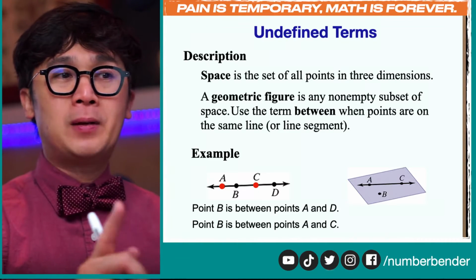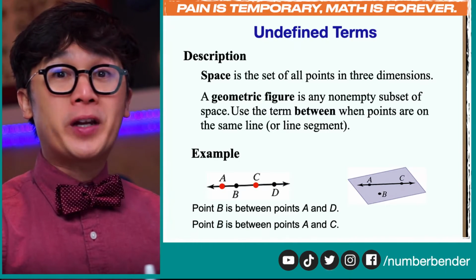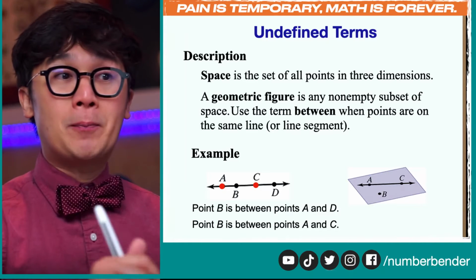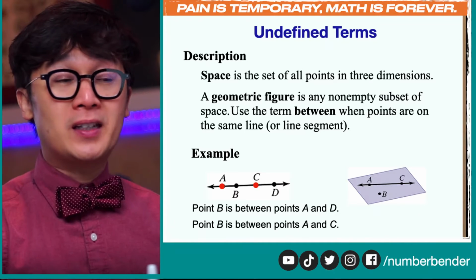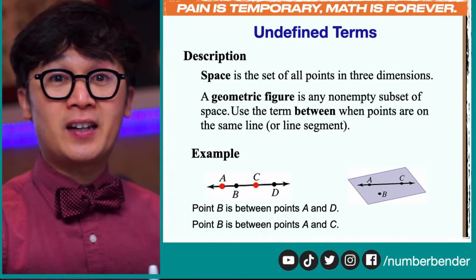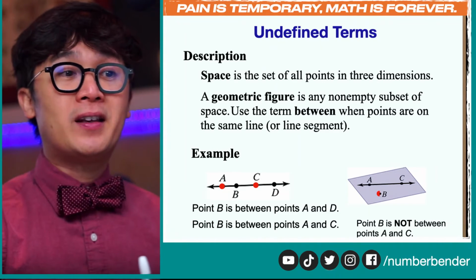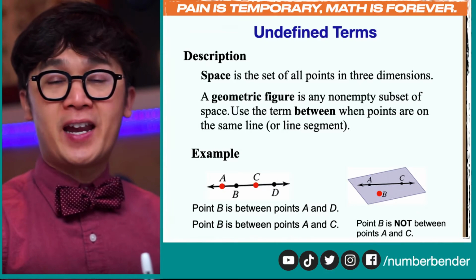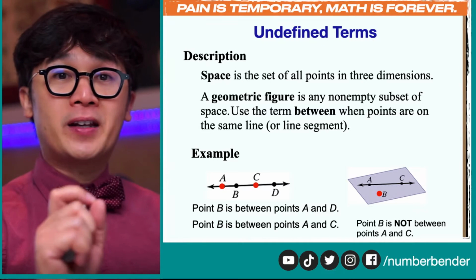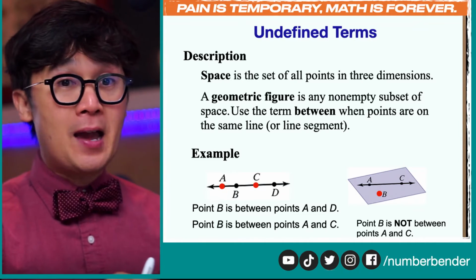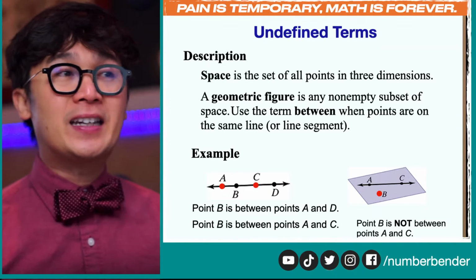At pagdating naman sa plane na yan, makikita natin kung gagamitin natin yung word na between, si point B, if we're going to describe it doon sa plane ABC, hindi na natin siya pwedeng sabihin na si point B is in between A and C dahil hindi sila collinear. So what we can do is describe it as point B is not between points A and C. So dito tayo nagkakaintindihan sa language of mathematics, making sure na yung mga word natin na ginagamit ay perfectly describe yung geometric situation na tinitingnan natin.